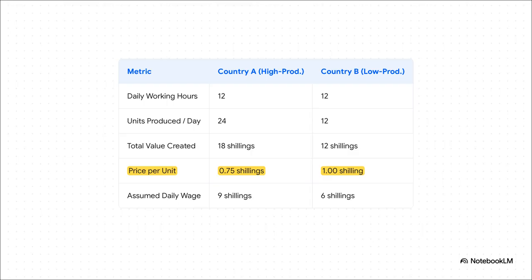Let's look at the numbers, because this really makes it clear. You've got country A, our high productivity nation, and country B. They both work a 12-hour day, but country A produces twice as many units, 24 to B's 12. Because its labor is treated as more intense, it creates more total value, 18 shillings versus B's 12. So what happens? Country A's price per unit is lower, only 0.75 shillings, while B's is a full shilling. So the goods are cheaper. And yet, because they created more total value, they can sustain a higher daily wage, 9 shillings versus 6. The paradox is solved, right there in the numbers.